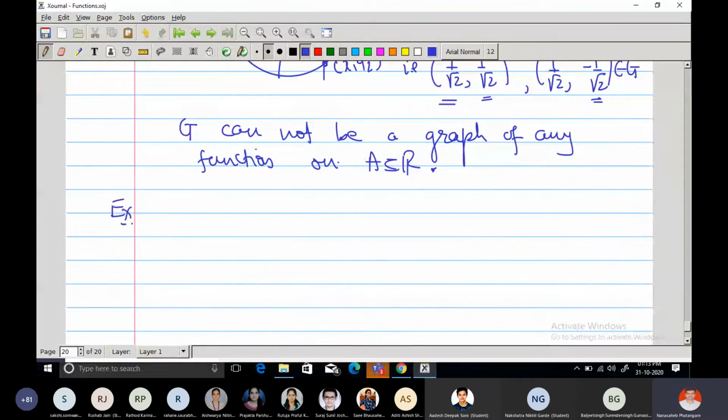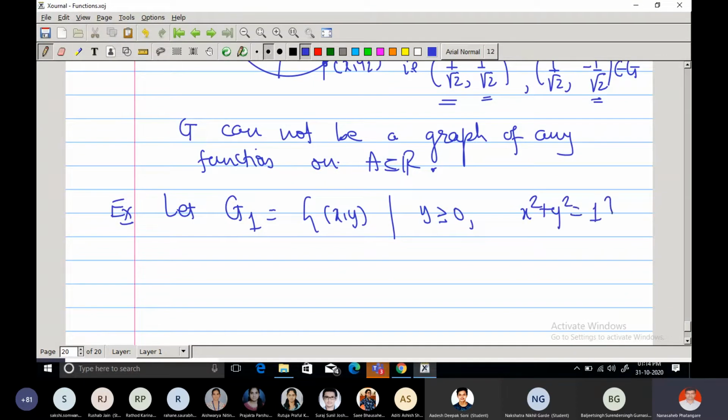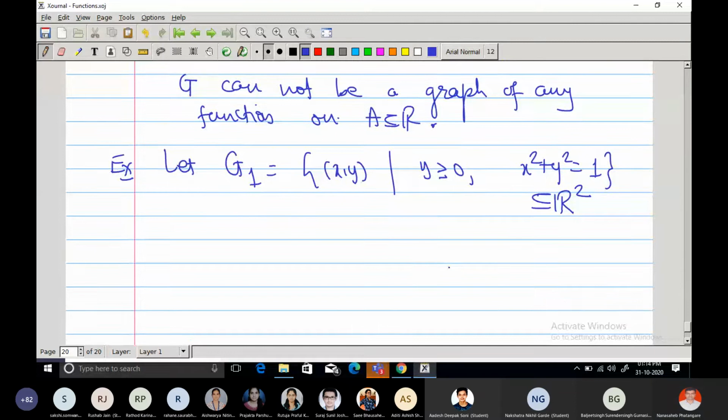I will give you another example. So let G1 be the set of x, y such that y is positive and x squared plus y squared is equal to 1. Now can you sketch this set, as clearly it is a subset of R2, no doubt? It's a unit circle, but there is one more condition. What is it? Semicircle. It's a semicircle.